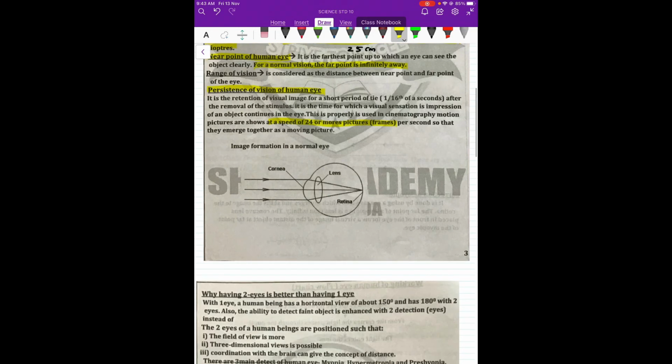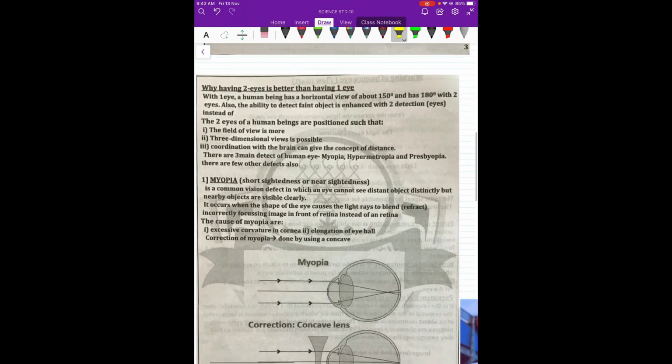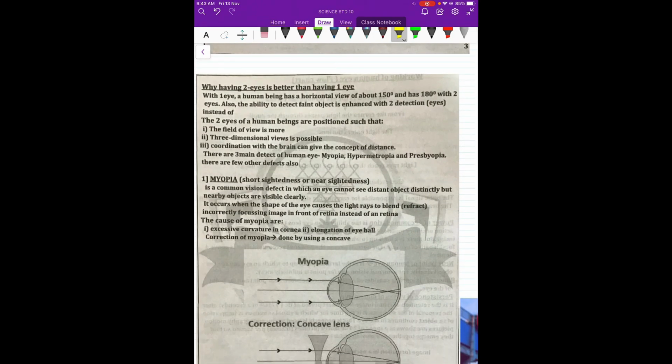Now this is the diagram of a normal human eye. So this is the cornea. These are the light rays, parallel lines coming from the object. This is the normal crystalline lens, and normally it will be exactly focused on the retina and we see a perfect image. Now the question comes, why do humans have two eyes? Why not one eye? So what is the difference? There is a lot of difference between having two eyes and one eye.